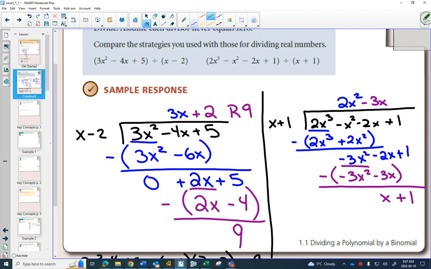Switch colors once again, and now my first number is an x. Is there something I can multiply x by to get x? Yes, a 1. So 1 times x is x. 1 times 1 is 1. Put that in brackets and subtract. And what do we get? 0. No remainder.